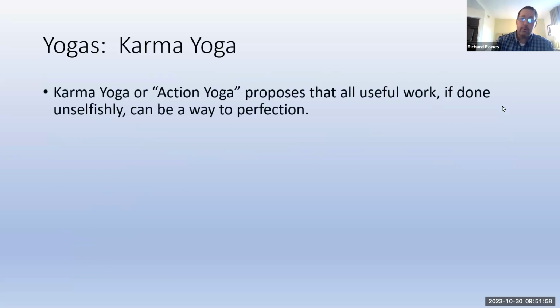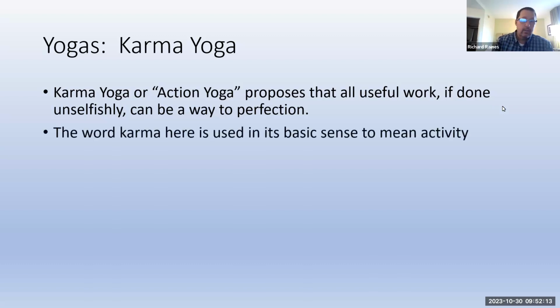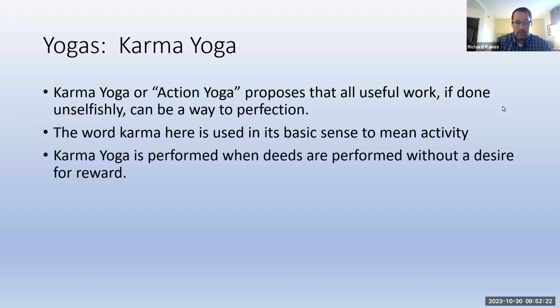Karma yoga, right? This is purposeful work. This is doing things that are unselfish. This is helping other people. This is being philanthropic. This is giving blankets to homeless people. This is doing good charitable works, right? It means activity, basically, just good activity. And you do it not for reward, not for desire, because if you do it wanting a reward and wanting people to say attaboy, then it triggers negative karma, right? So the only way this works is if you do it unselfishly.